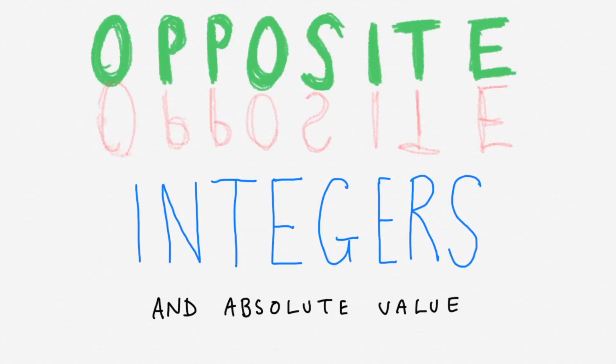Hey, today I want to talk to you about one thing and one thing only. Actually, I want to talk about two things. The two things that I want to talk to you about today are opposite integers and absolute value. Both of these topics have to do with positive and negative numbers.